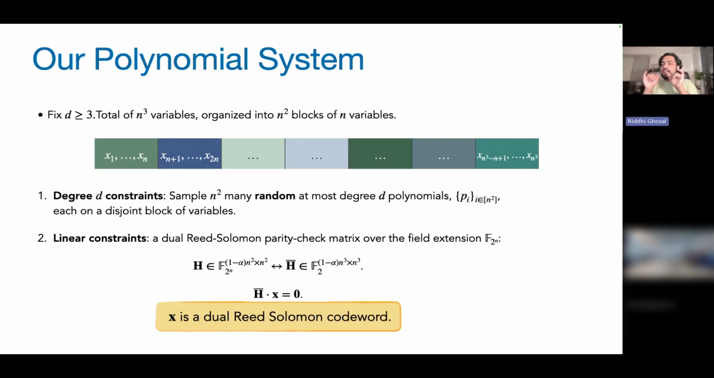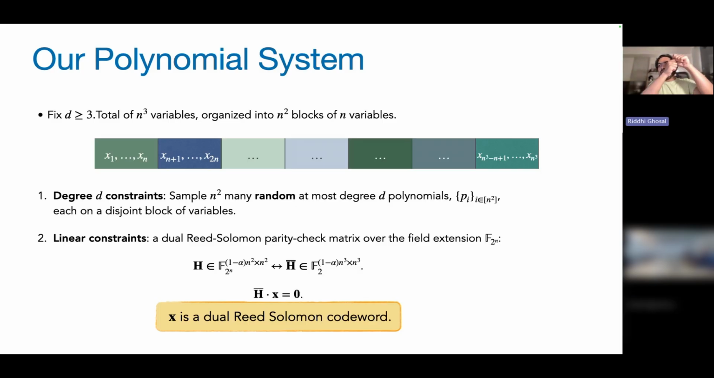So basically, there's a slight technicality over here. Our polynomials are over F2, but the codeword that we want to use is over an extension field. It's over F sub 2 to the n. So if you just look at the matrix, it's over a field extension. So H is your parity check matrix. Think about any matrix over it, so it's a linear constraint over F sub 2 to the n.